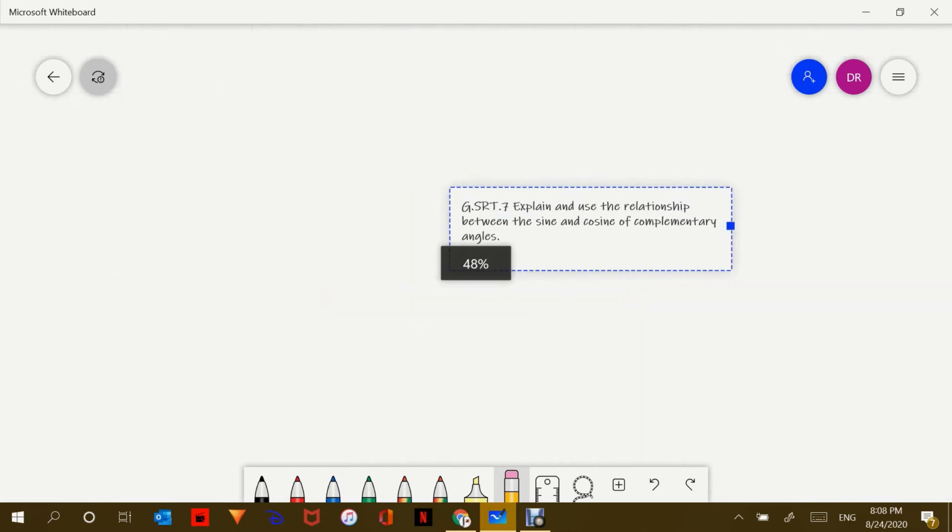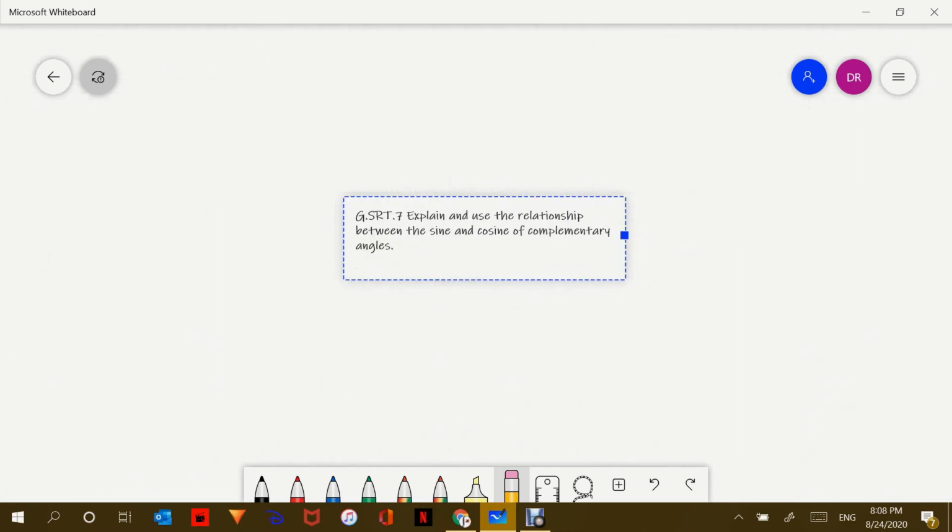Okay, so let's work on this. Don't worry, we will finish high school geometry and I'll do other courses. So: explain and use the relationship between sine and cosine of complementary angles.